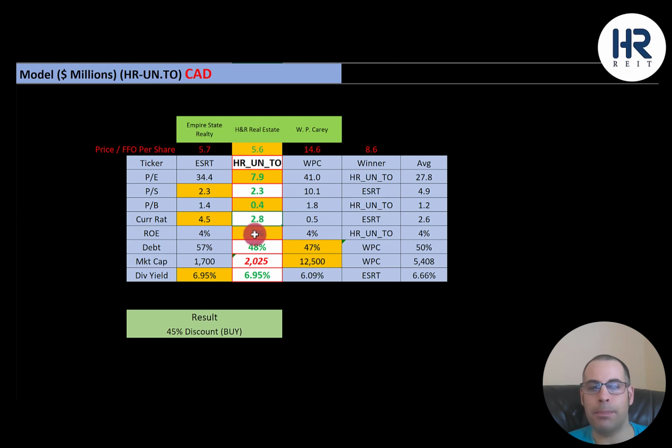The ROE is bad, but it's the highest of the three companies. They're a little lower than average in debt. Their market cap is in the middle of the three companies. They pay a good dividend, almost 7%. So to summarize, I have them trading at a 45% discount. Their ratios look amazing and their financials look really good.